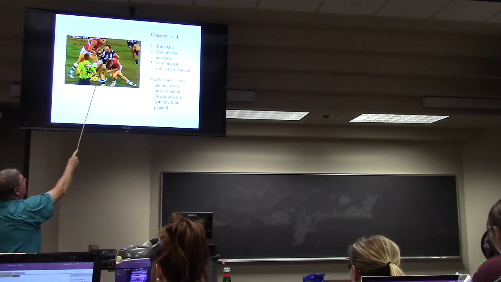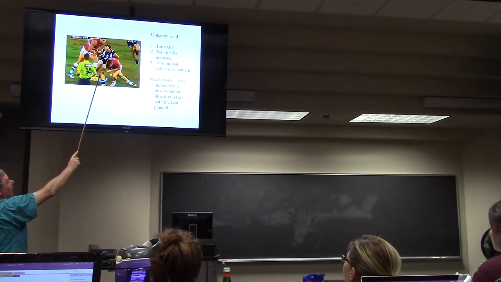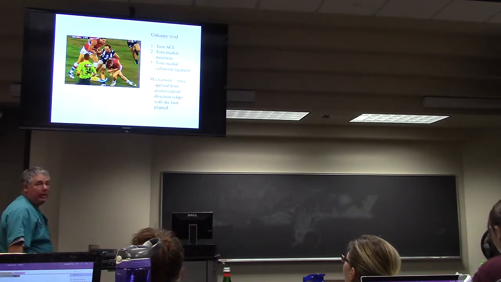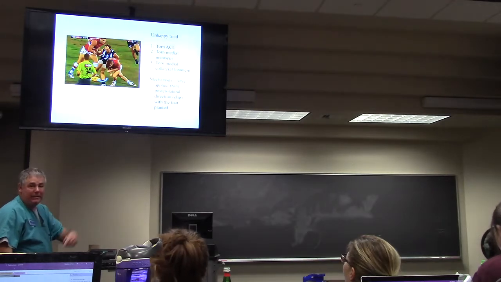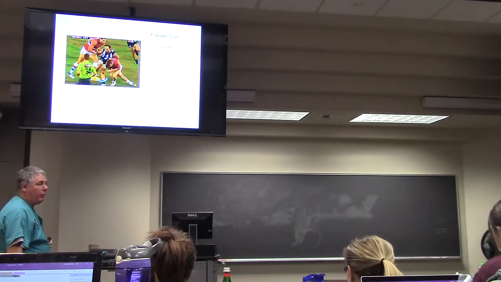because it's the medial collateral ligament that's going to stretch right there. He's going to have a medial collateral ligament tear, and because it's attached to the medial meniscus, he's going to get the meniscus. So this is the unhappy triad.